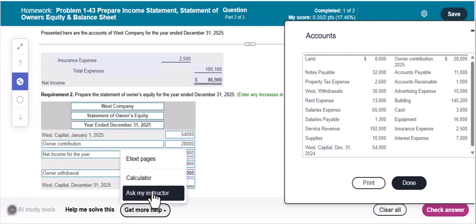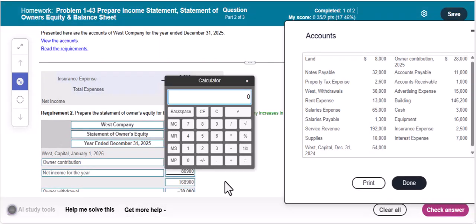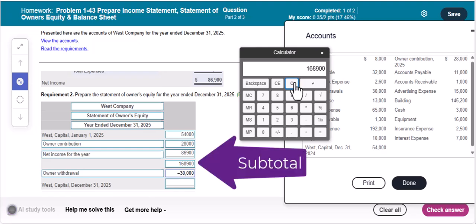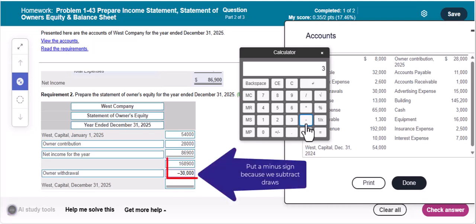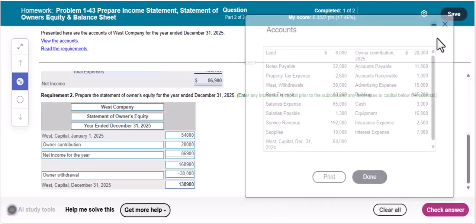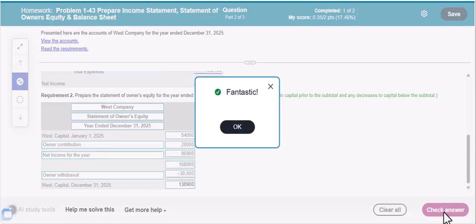So then we can go ahead and open our calculator and do the math here for our ending capital. So we're going to take this subtotal here of 168,900. That was, again, that beginning capital, owner contribution, net income for the year added together, and then we subtract out the owner withdrawals to see how much we have left over. And that is 138,900 for the capital balance at the end of 2025. Let's close out of our calculator and minimize this, and then we can check our answer. Fantastic.